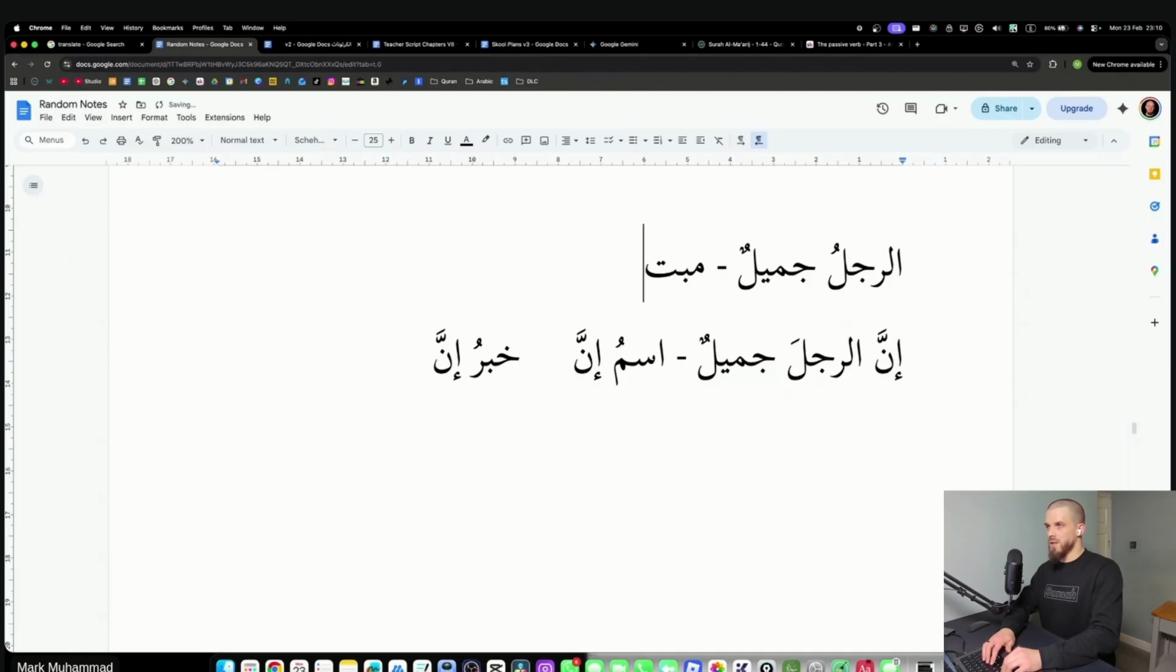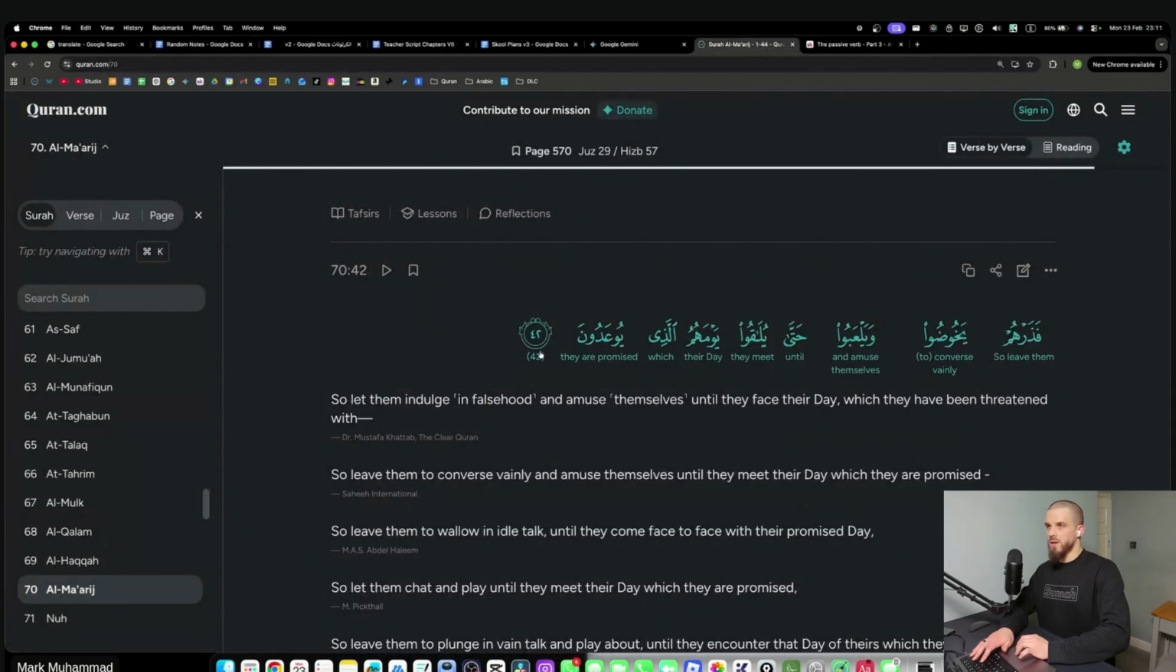So this is mubtada'un and khabarun. This is the same concept. It's just that this word, which was the mubtada, is now mansub. It's called the ismu inna. And the khabar, which was just called khabar before, is still the khabar, but it's called the khabaru inna. So we have ismu inna and khabaru inna. This is super easy. You won't struggle with this.